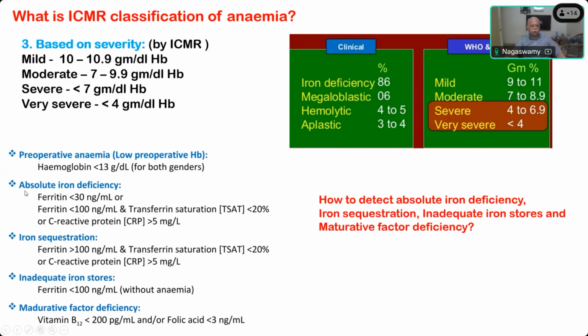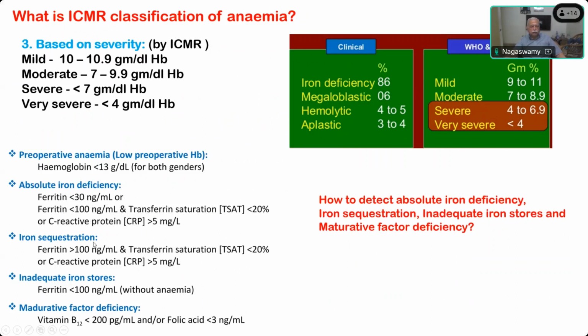That is why this terminology absolute iron deficiency is given instead of simple iron deficiency. So you must always do all these three tests. One is ferritin, you must estimate. Second is transferrin saturation, you must estimate. Third, C-reactive protein. All the three values should have a correlation. Then only you can call it absolute iron deficiency anemia.